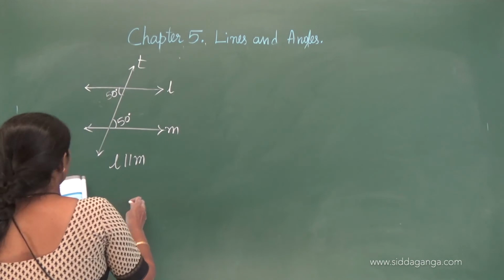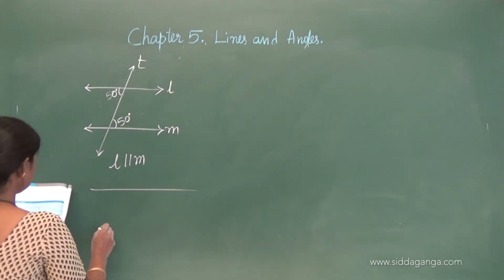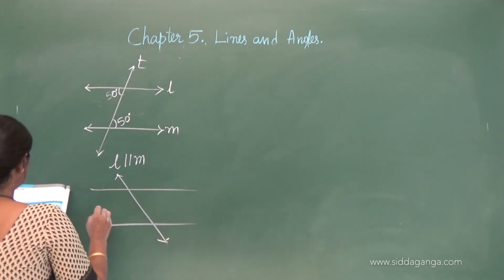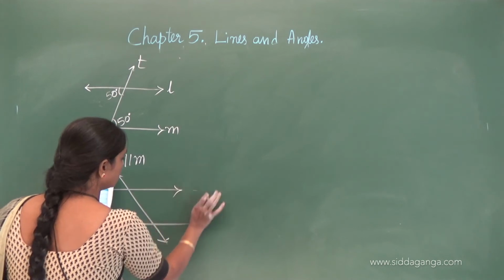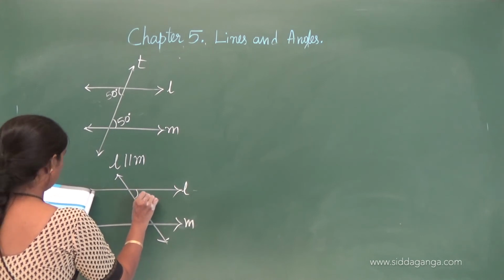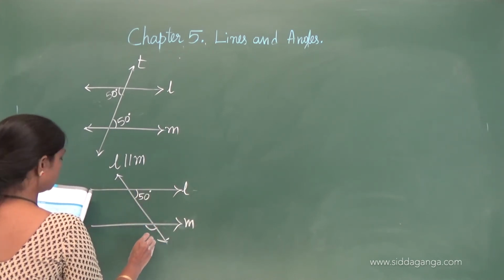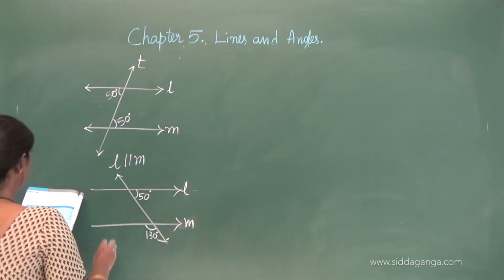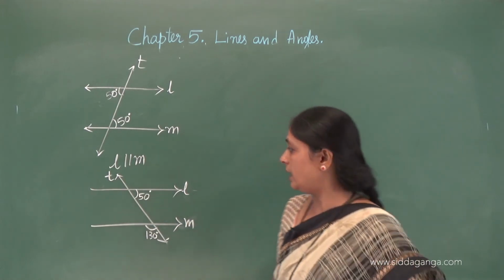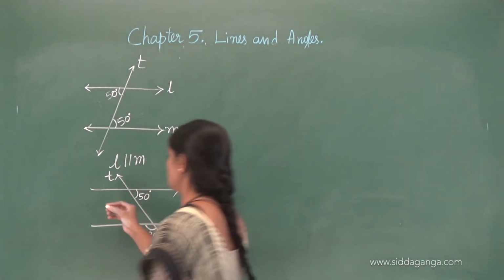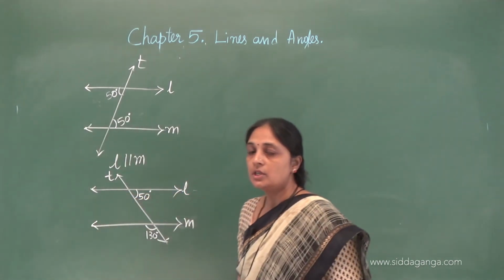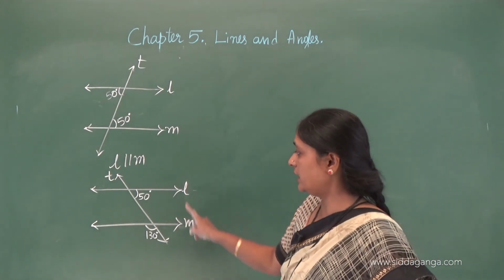And the second one is given like this. Here also they have given two lines and one transversal. This line is L and this is M. It's 50 degree and it's 130 degree. Then this is T. They are asking again, are L and M parallel to each other? What do you say about these two lines, L and M?